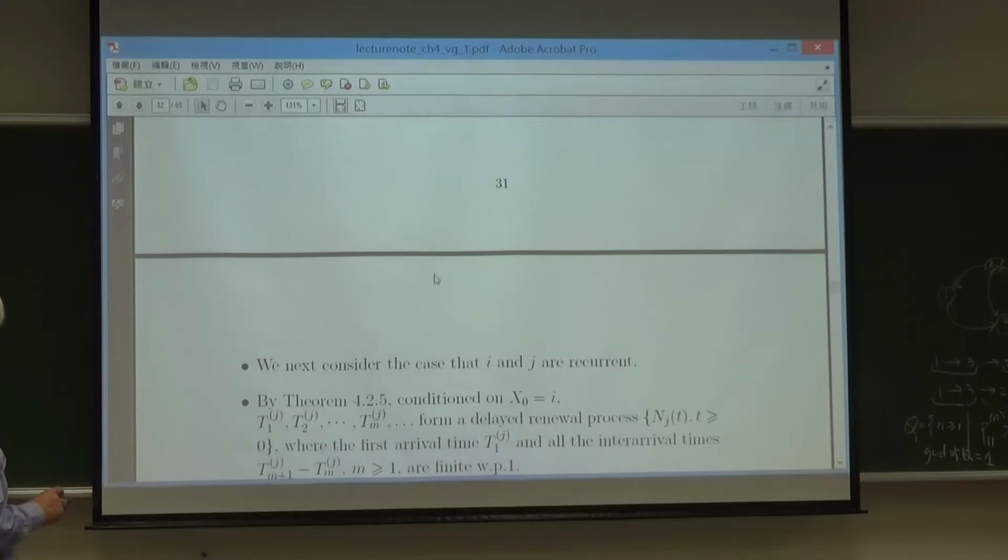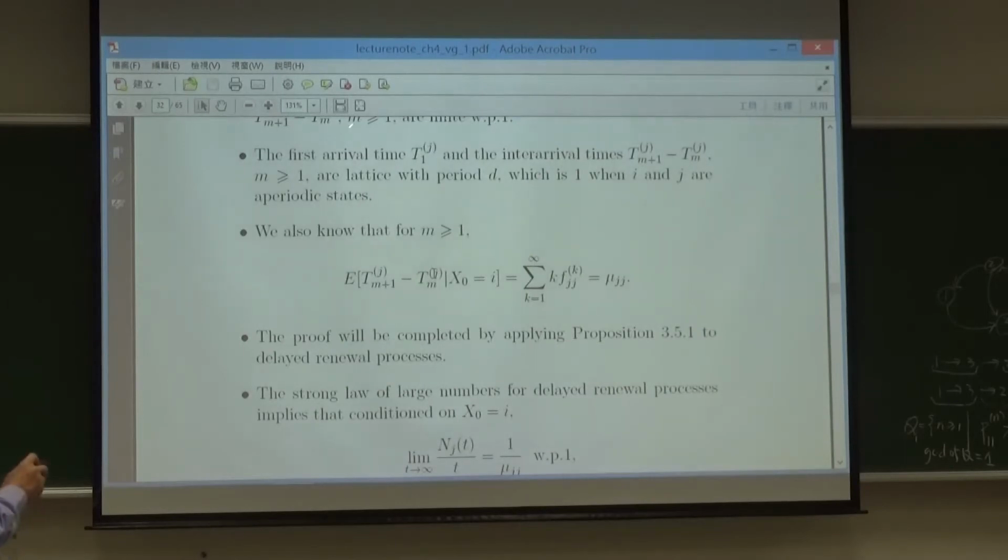This is because the first visit time from state i to state j has a distribution which is different from the first return time, meaning the inter-visit time of state j. So this is a delayed renewal process. And because they are recurrent, we know that all these times are finite with probability 1.